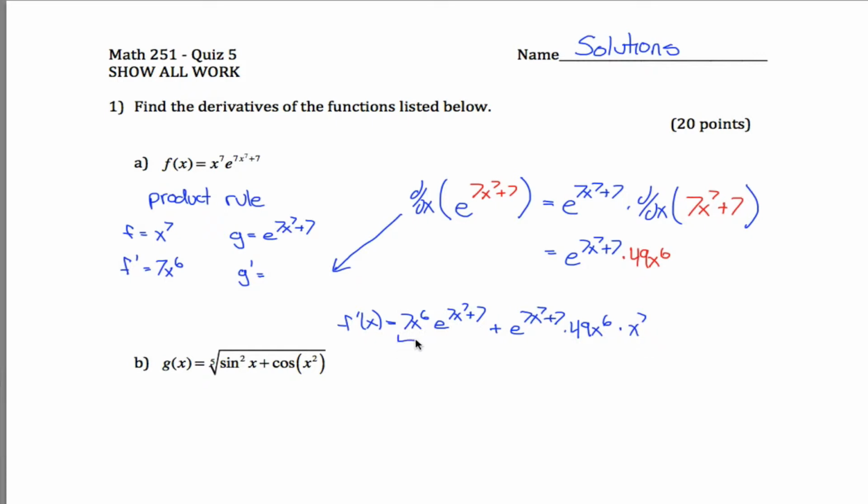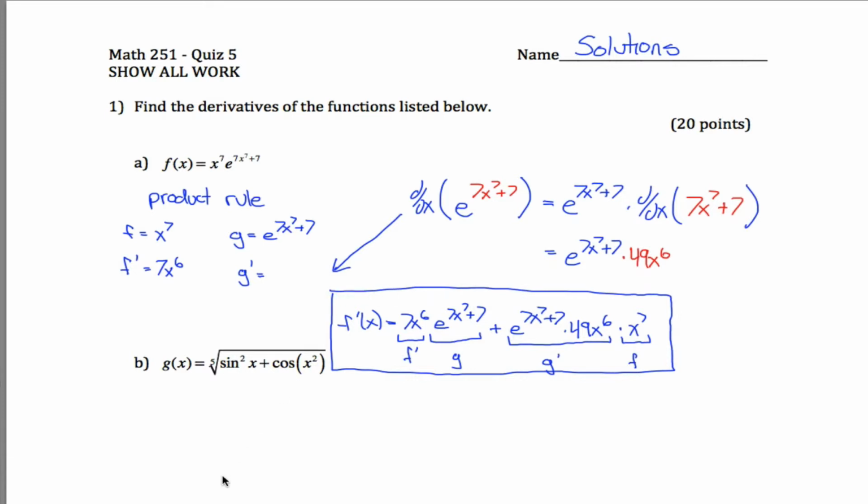This would be my kind of label things for the sake of somebody who's trying to look at these and understand. That's kind of my f prime, my g prime, and my f. And yeah, if you wanted, you could call this 49x to the 13th power. Both terms have e to the 7x to the 7th plus 7 in them, so you could factor that out if you wanted. I guess you could factor out a 7x to the 6th. You could do all sorts of stuff with this. I'm not going to bother. I'm going to leave it just like this. Put a circle around this, or a square, I guess. Geometrically challenged. And call that my answer.